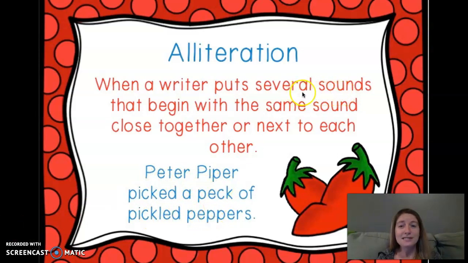So the writer puts several sounds that begin with the same sound. You can see that a lot of the words have the letter P, but we don't want to focus on the letter. We want to focus on the sound. And they all make the P sound. Peter Piper picked a peck of pickled peppers. That's a tongue twister because it has all of those sounds so close together. So in poetry, we call that alliteration.